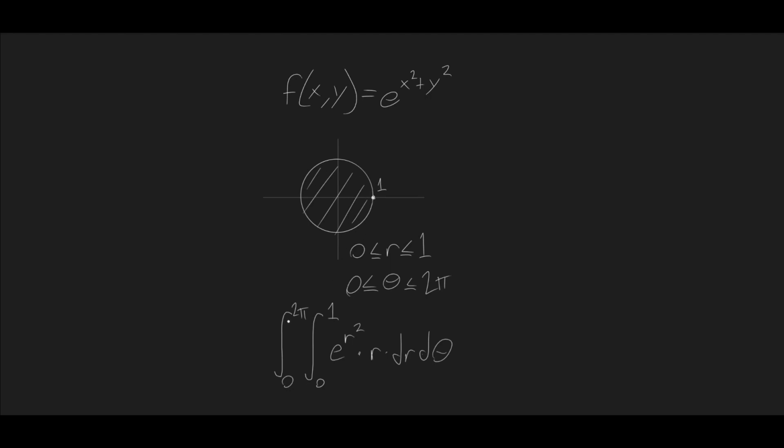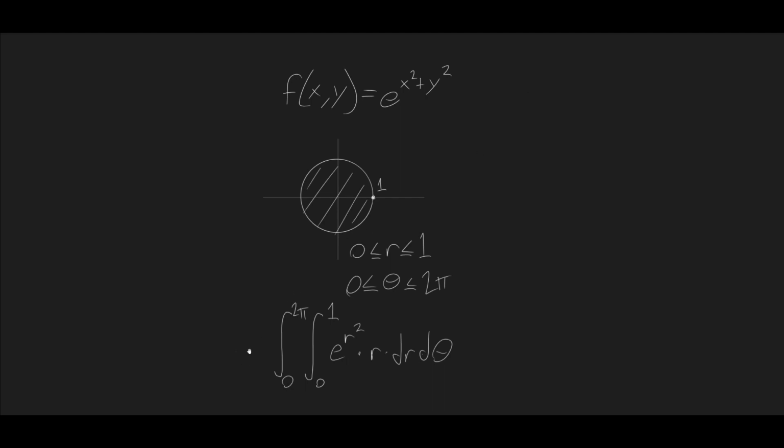So our integral is going to be the integral of our function e to the r squared, because we swapped out x squared plus y squared for r squared, times r times dr d theta, where the bounds on r are from 0 to 1 and the bounds on theta are from 0 to 2 pi.